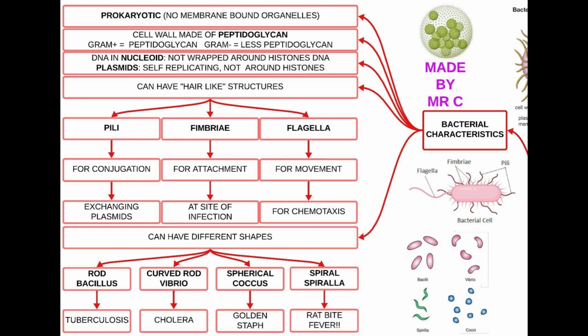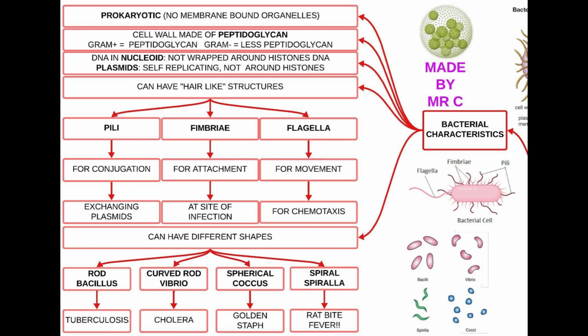They have two types of DNA. They have DNA found in the nucleoid. It is not surrounded by a nuclear membrane and is not wrapped around histones. It has DNA found in plasmids, which are circular self-replicating pieces of DNA, and again they are not wrapped around histones. They can have hairlike structures, and there are three types.